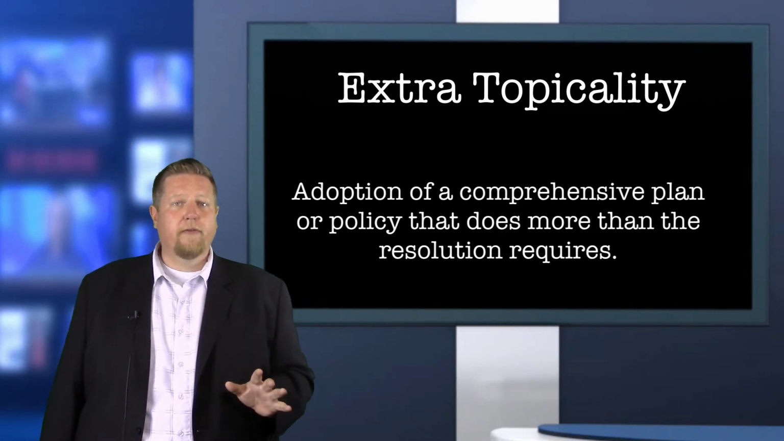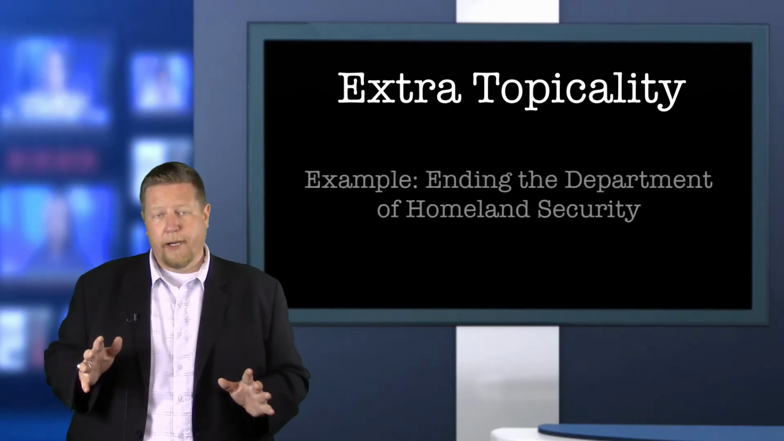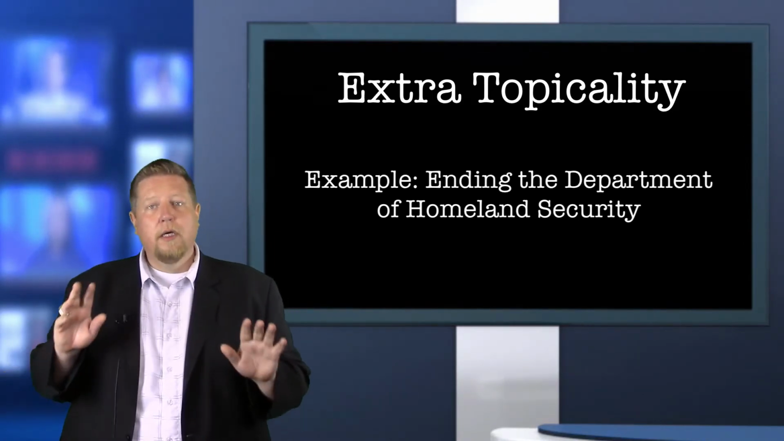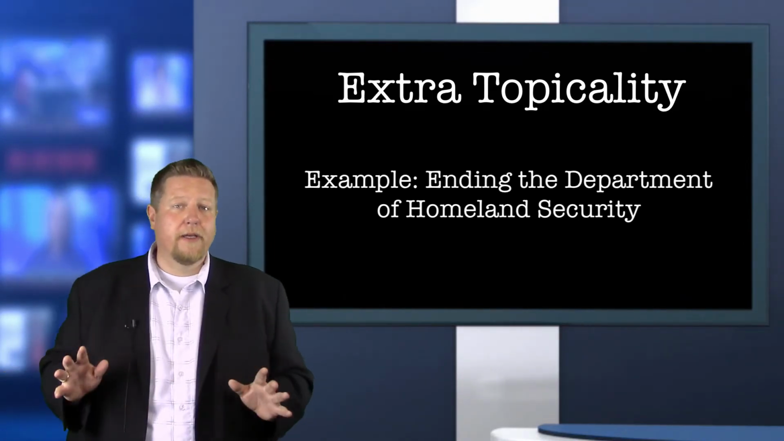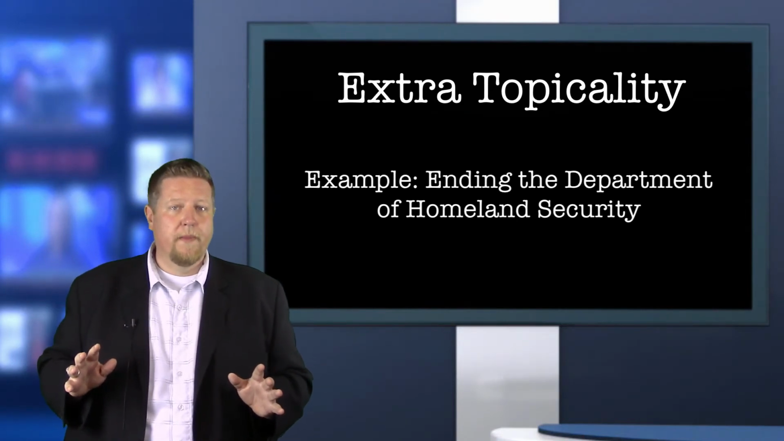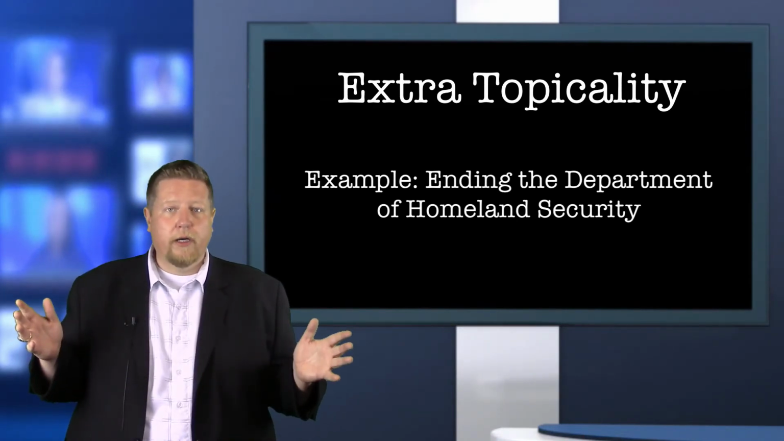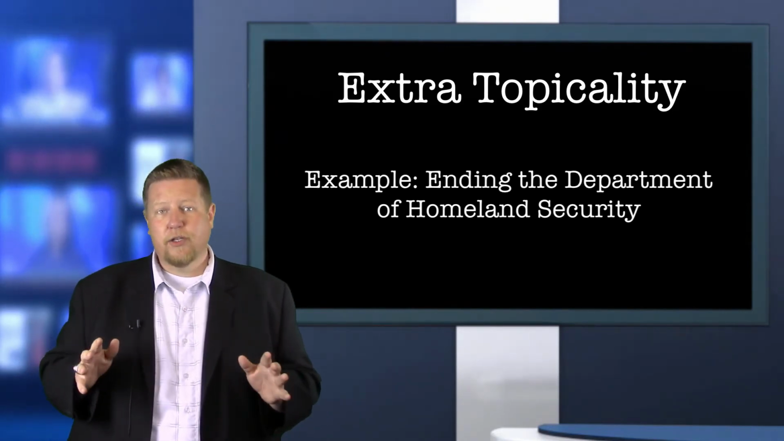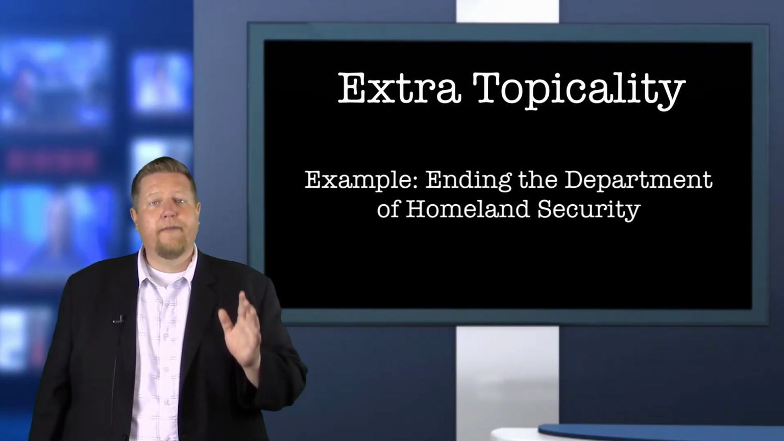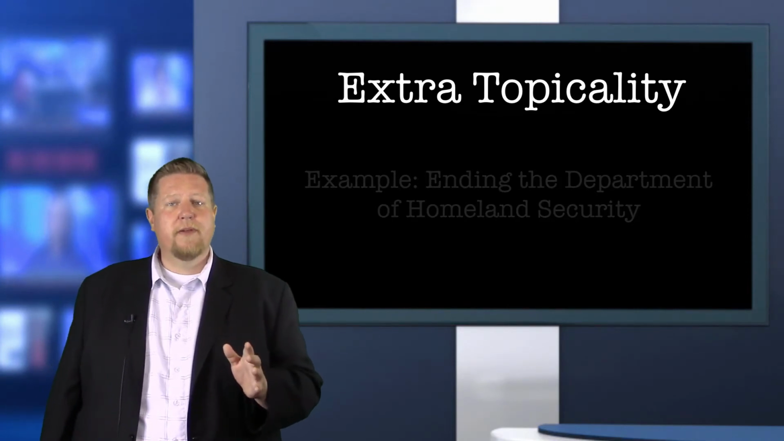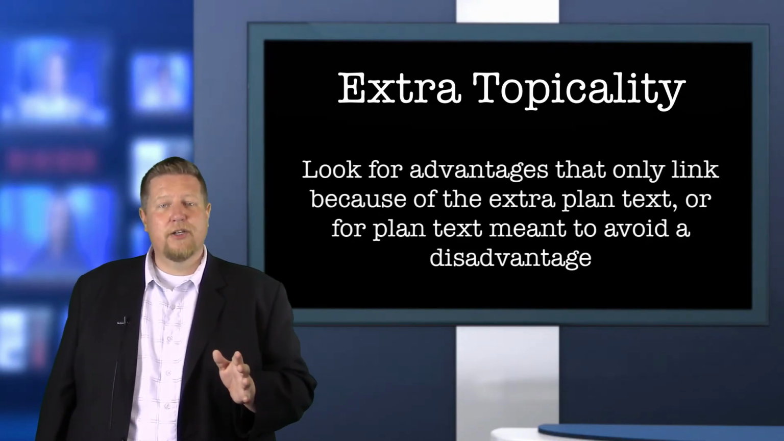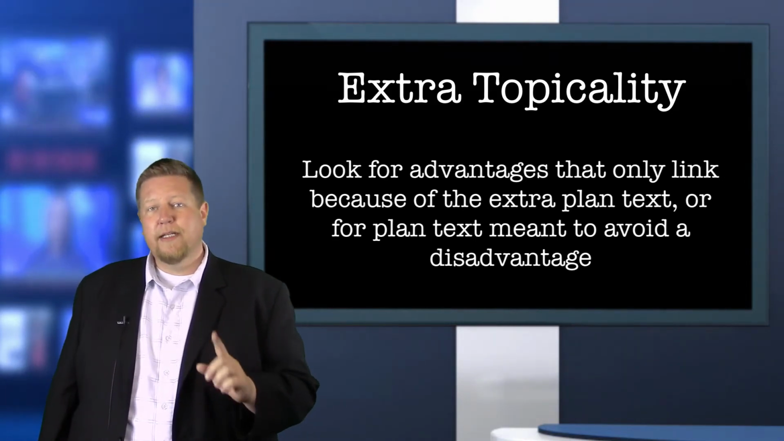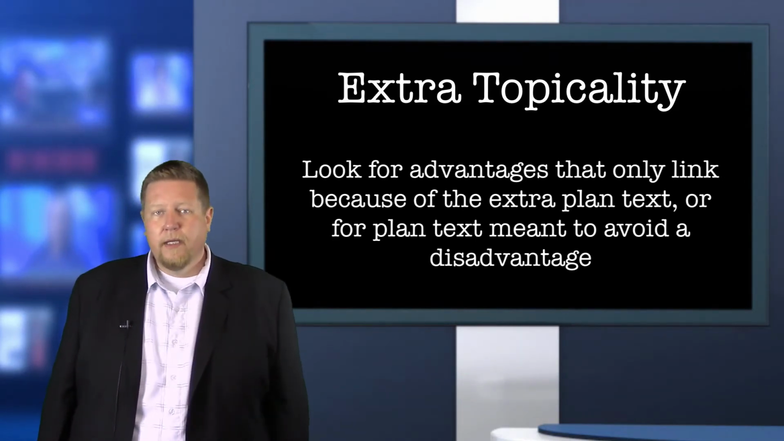Let's say, for example, that the federal government ended the Department of Homeland Security. Now, on the one hand, that would likely curtail domestic surveillance, that's for sure. On the other hand, that would do 1,000 other things that didn't fall under this year's resolution, namely everything Homeland Security does that doesn't have to do with surveillance. Now, a good test of extra topicality is to look at the advantages and disadvantages. If the affirmative team is claiming an advantage from extra plan text, or if the plan text avoids a specific disadvantage, then the extra plan text is probably extra topical.